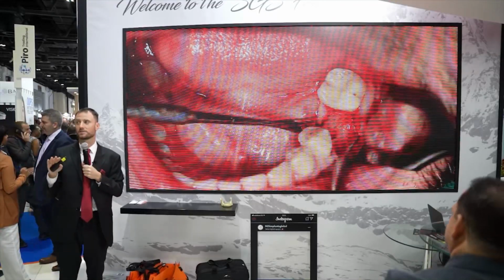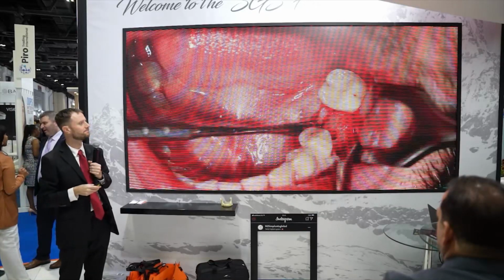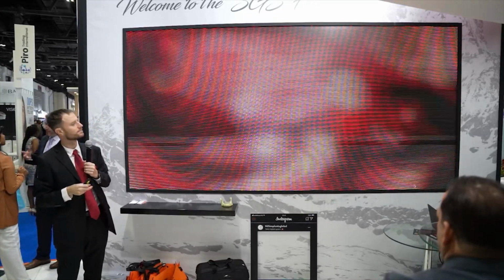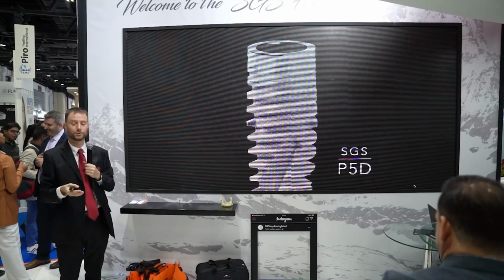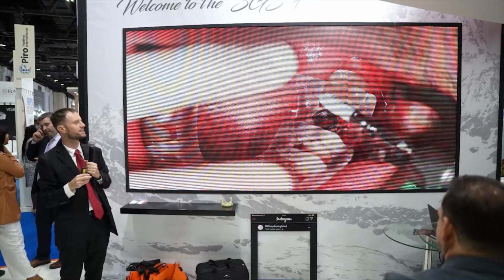Again, I like to have the visual control. Am I right? Didn't I break the bone? Didn't it deviate or anything? And then it comes through the guide. So this is a P5D. I will put it through the guide itself.